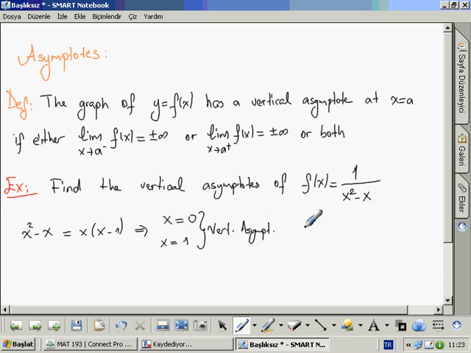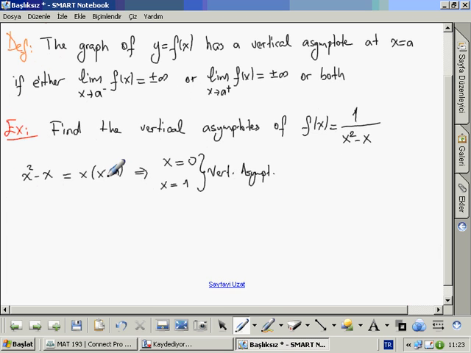And prove it: the limit as x approaches 0 from the left hand side of 1 over x squared minus x is equal to plus infinity, and the limit as x approaches 0 from the right hand side, this time 1 over x squared minus x, is equal to minus infinity.